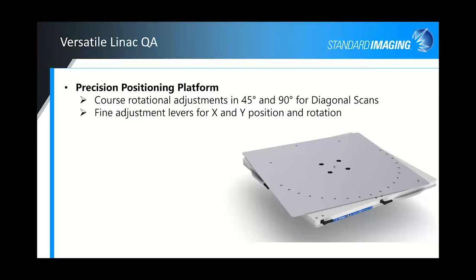So there's also fine adjustment levers that you can see there on the edges of the platform. Once you get the coarse adjustment under the collimator light and the crosshair, then you can fine adjust accordingly by rotating the levers there. You have an X movement, a Y movement, and then a rotational movement as well.